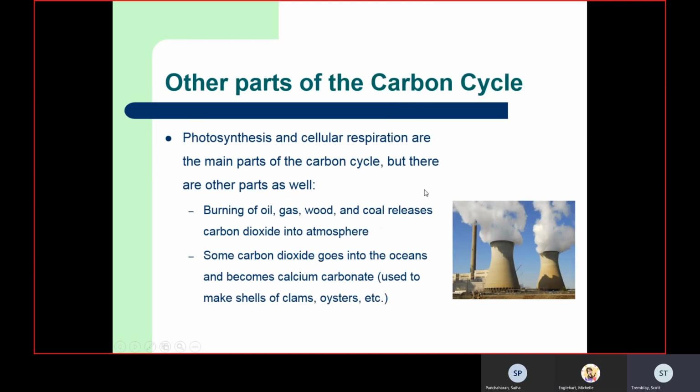Okay, other parts of the carbon cycle. So photosynthesis and respiration are main parts of it, but there's other things we do, like we burn oil and gas, wood, coal, and carbon gets released.